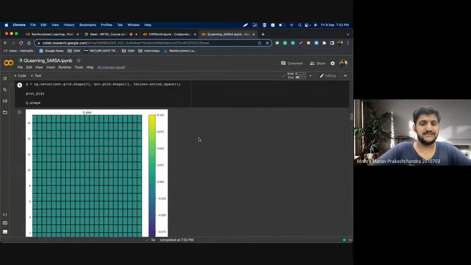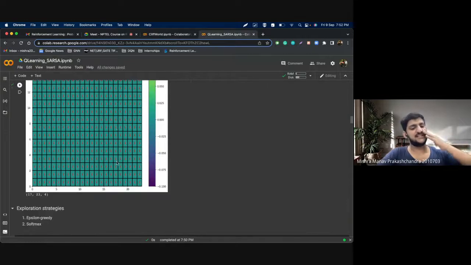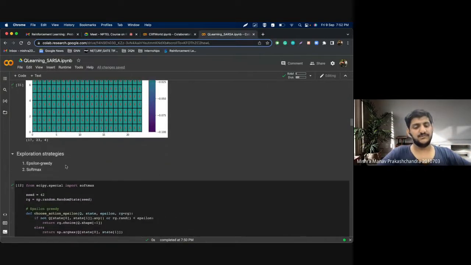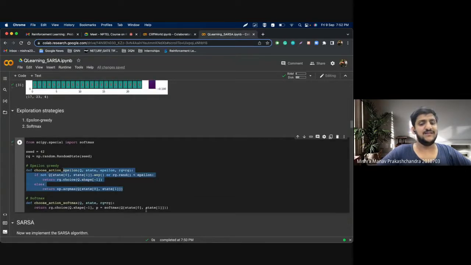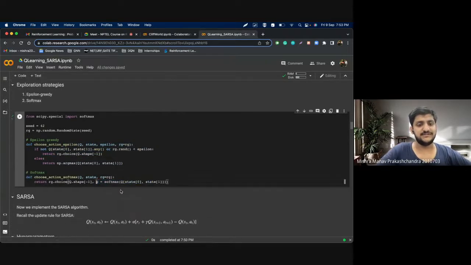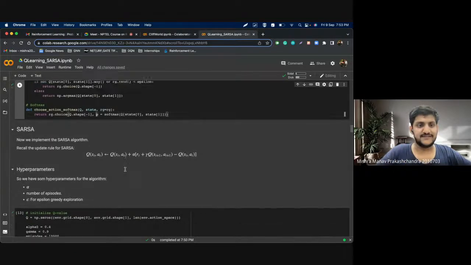So this is the Q plot. It's a 3-dimensional plot. The first 2 dimensions represent the row and the column, and the third represents the action. You have 2 different exploration strategies: one is epsilon greedy, one is softmax. These 2 functions are there. Then first we look at the SARSA implementation.